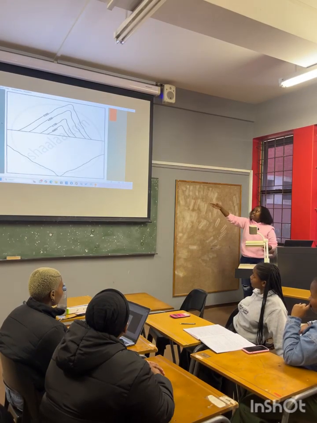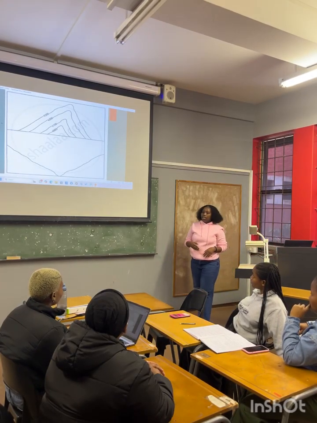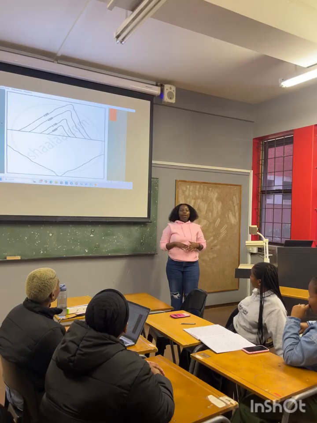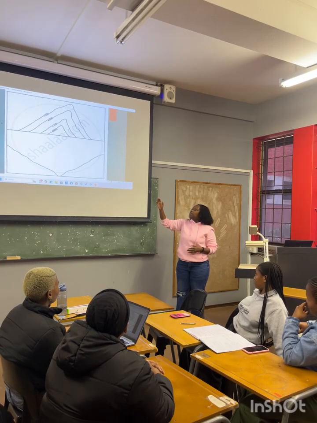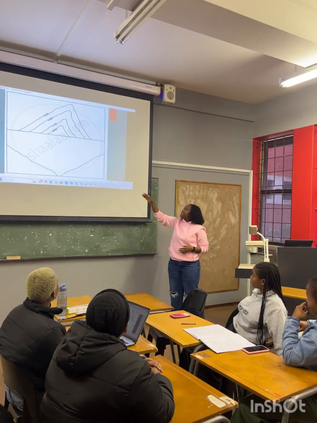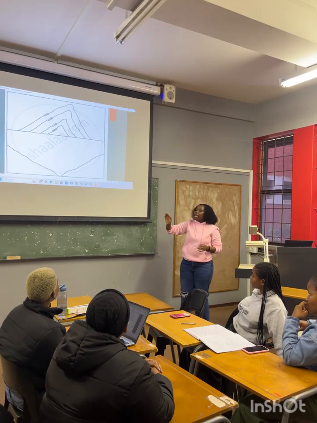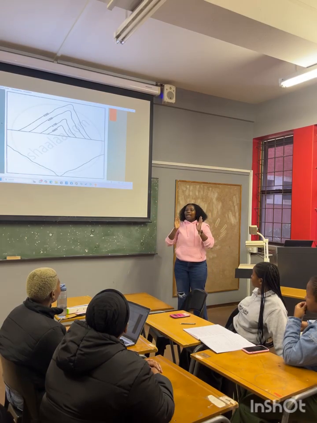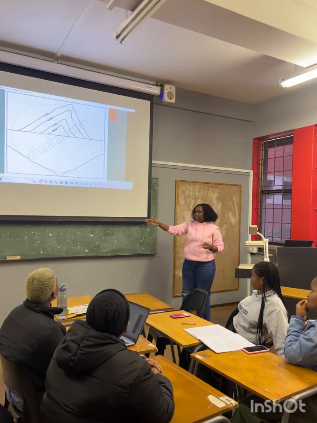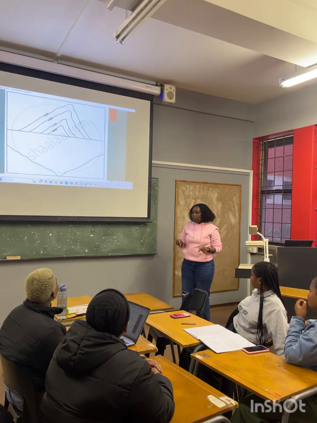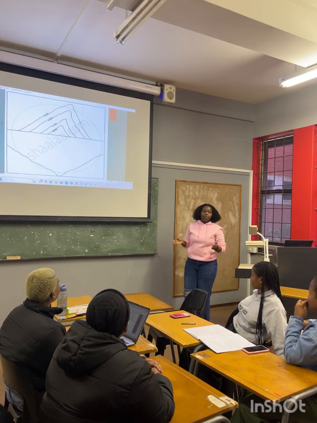And then this is a V shape. I said a V shape represents what? Yes, it represents streams and rivers. If you see contour lines that are V-shaped, immediately you must know that it is a stream, or a valley, or a river, right? But if you see circle contour lines, it represents what? Mountains. Okay.